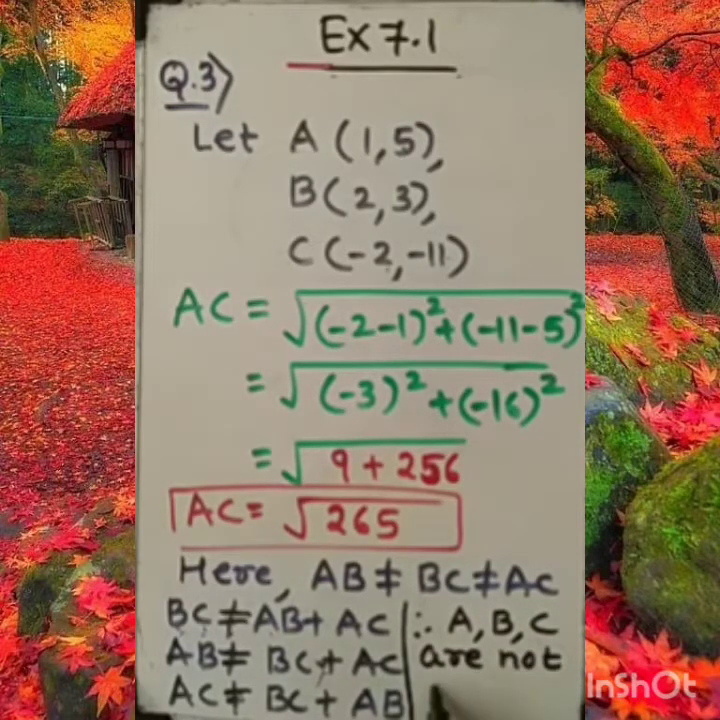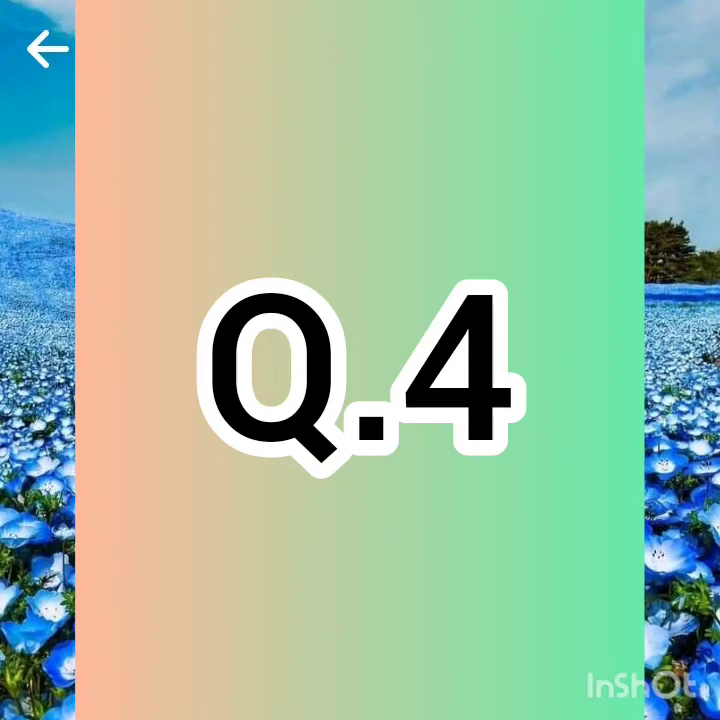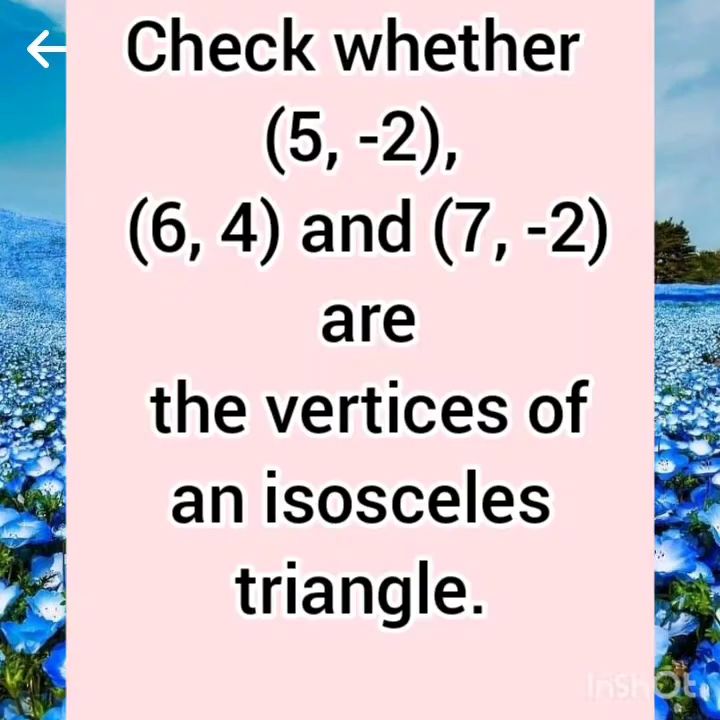They are not collinear means they are non-collinear points, you can also mention. This is the complete solution of question number 3. My dear student, here is question number 4. Check whether (5, -2), (6, 4) and (7, -2) are the vertices of an isosceles triangle.